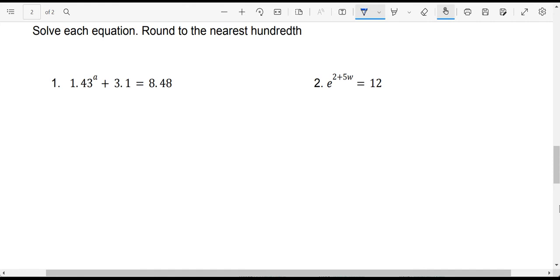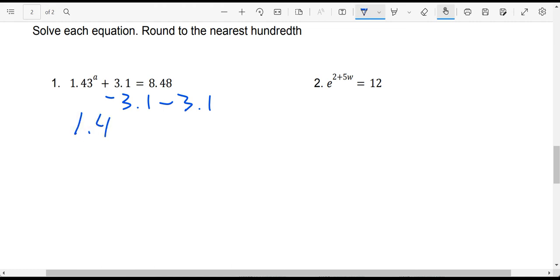Now we're back to solving exponential equations with unknowns in the exponents. These aren't as simple as the ones we did previously. These have to do a little bit of calculator work and logarithm rules. So I need to get the base and the exponent alone. That's the first thing you need to do with these problems, get the base and the exponent alone.